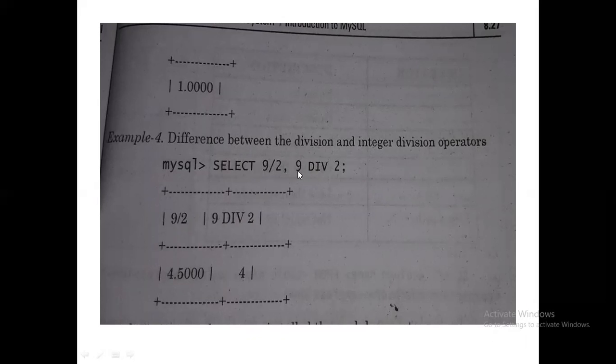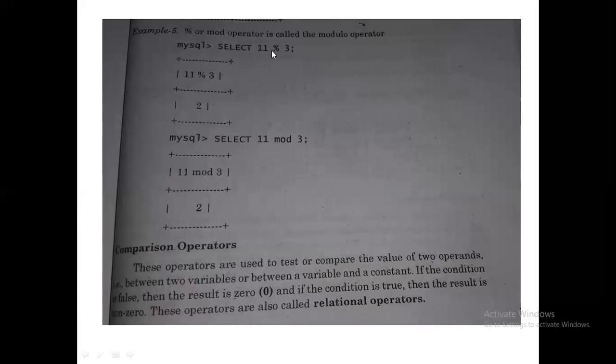SELECT 9 / 2, SELECT 9 DIV 2. So here 9 / 2 will give you the floating point number, and 9 DIV 2 will give you the integer division. It will truncate the decimal part. SELECT 11 MOD 3, it will give you the remainder.